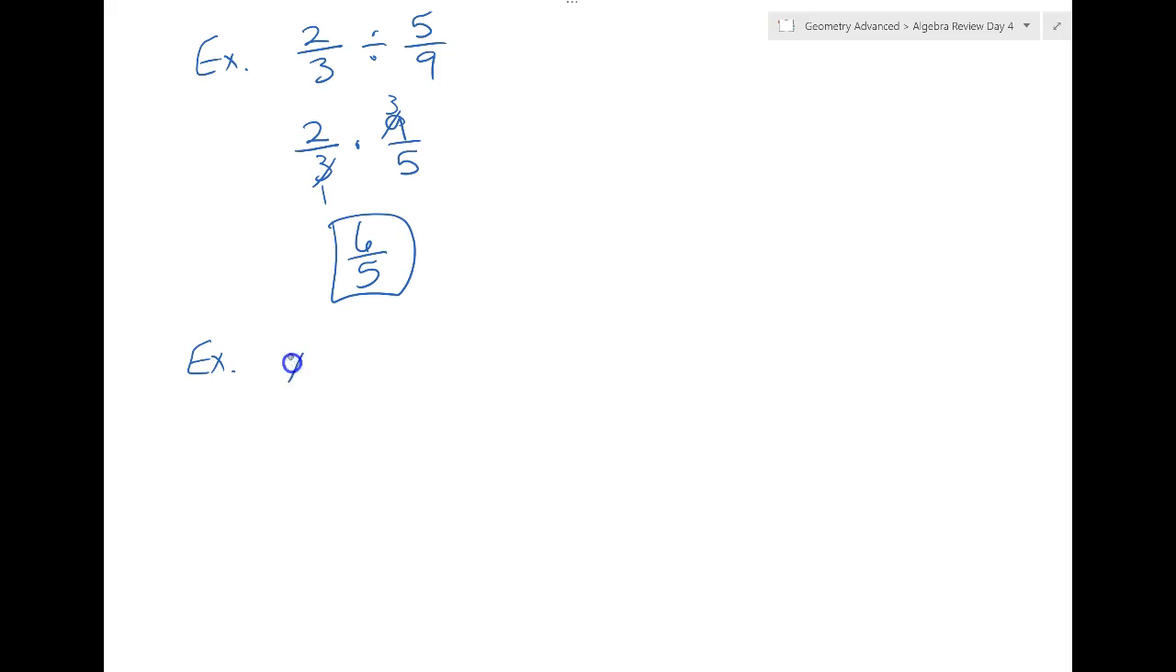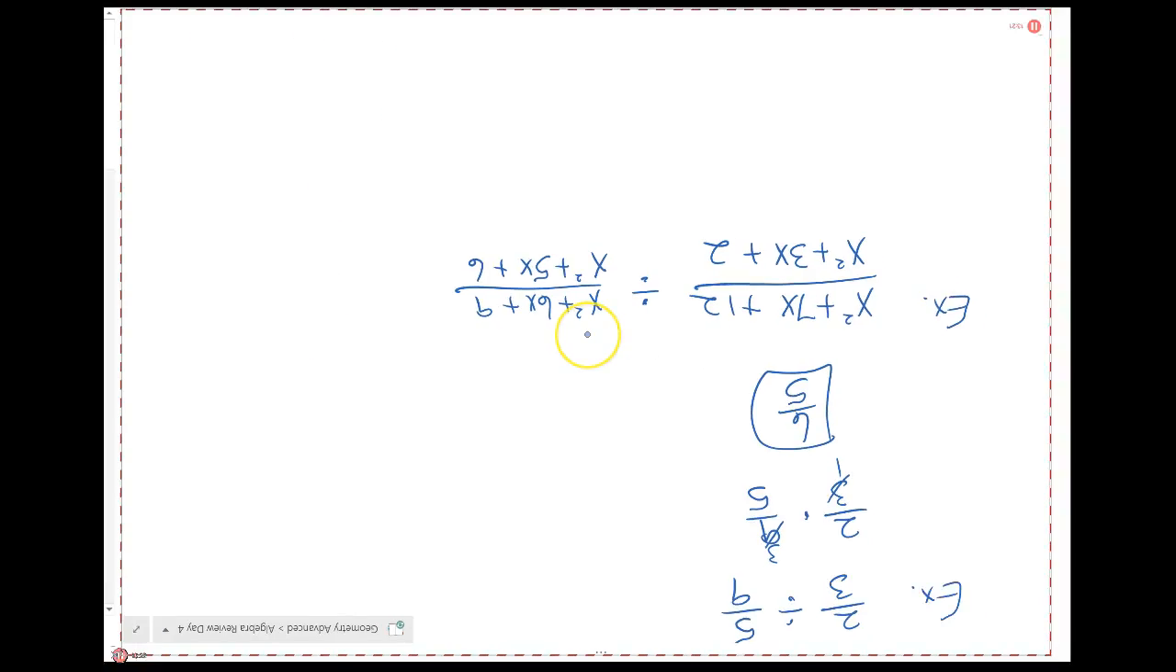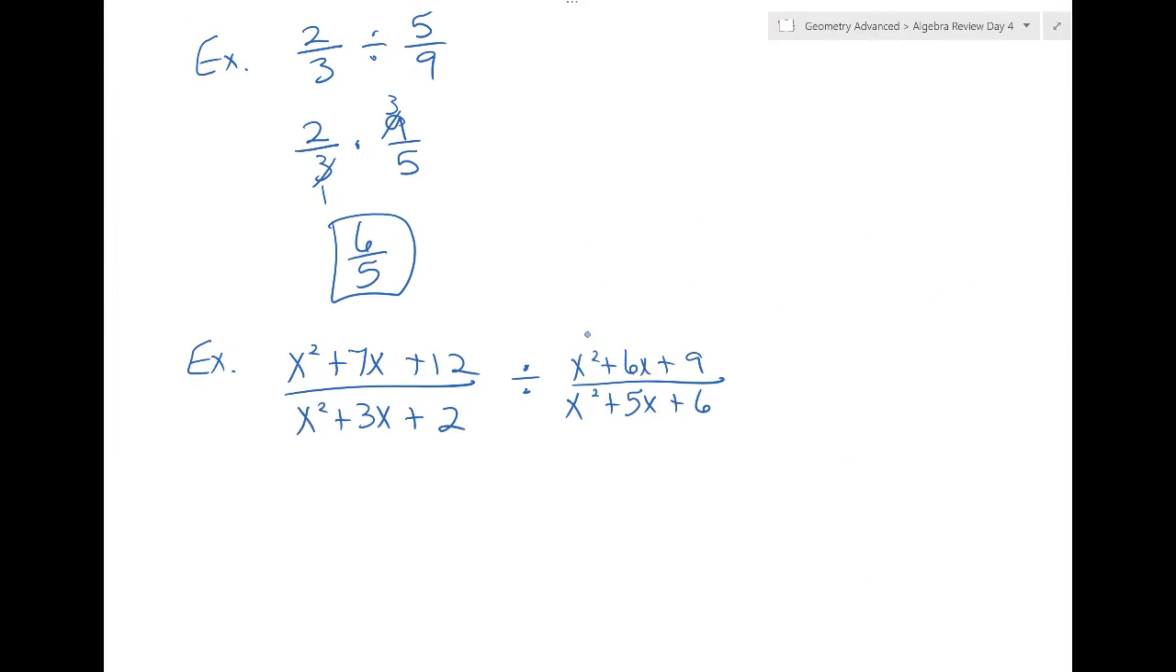What happens if I make it a little bit more complicated? Like maybe this one: x squared plus 7x plus 12 over x squared plus 3x plus 2, divided by, oh yes, we have more, x squared plus 6x plus 9, that's a lot, over x squared plus 5x plus 6. Oh, sorry, it just rotated on me.